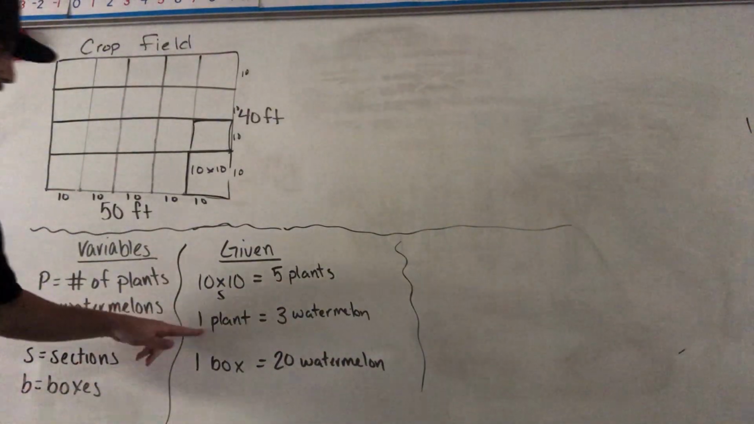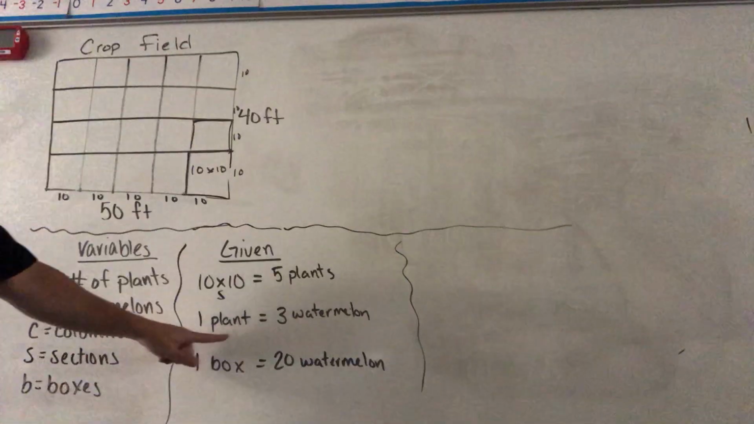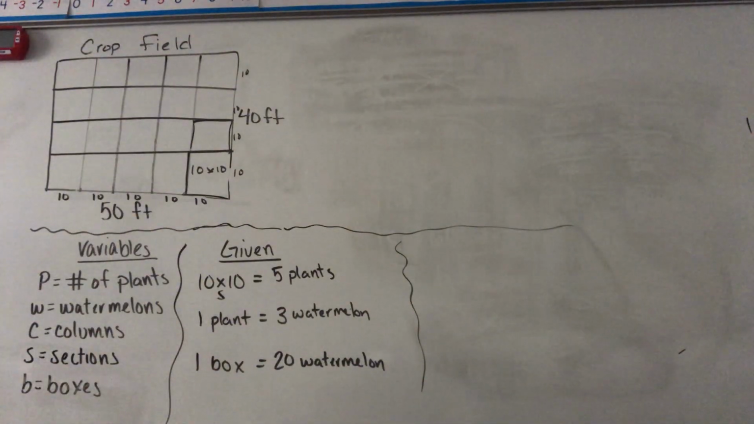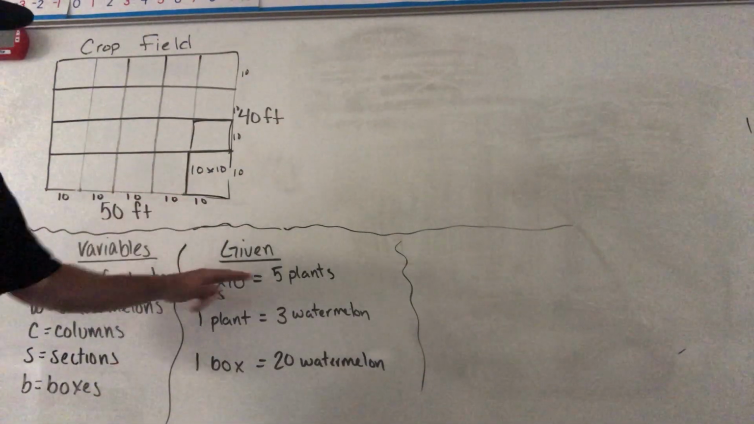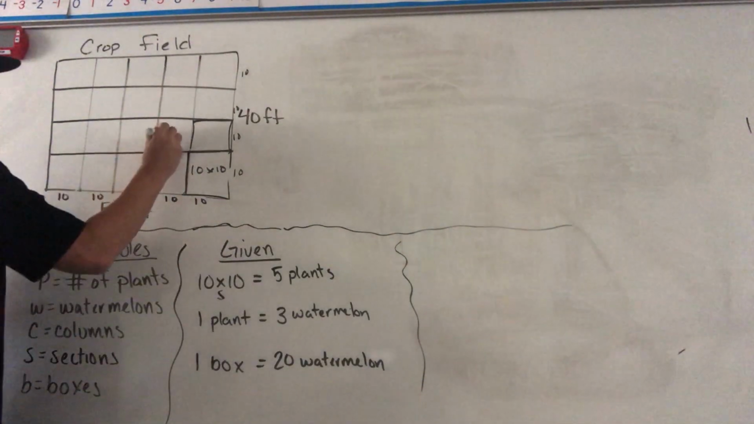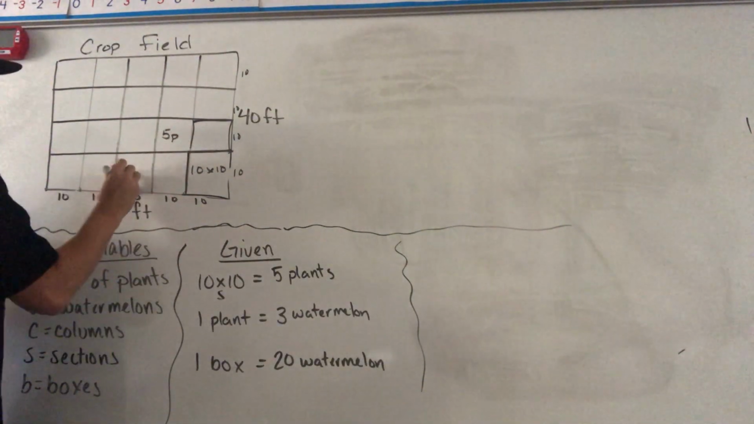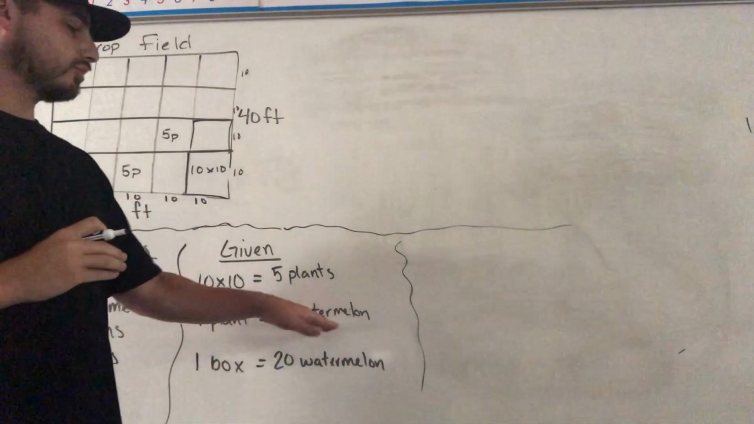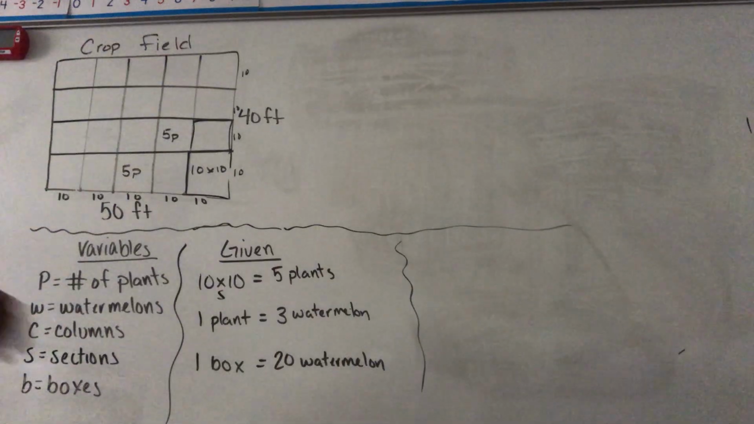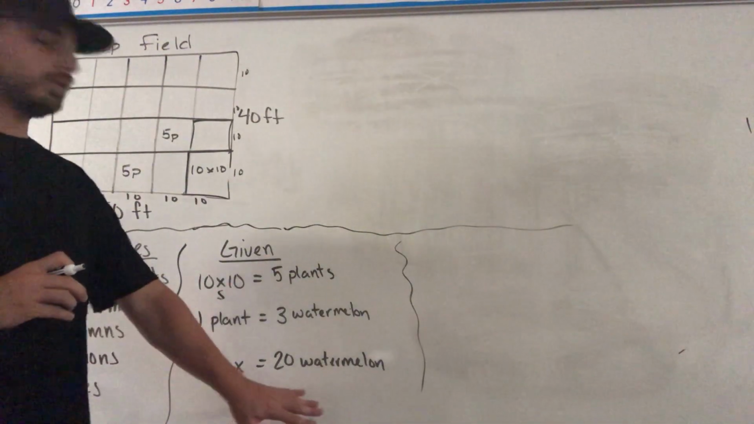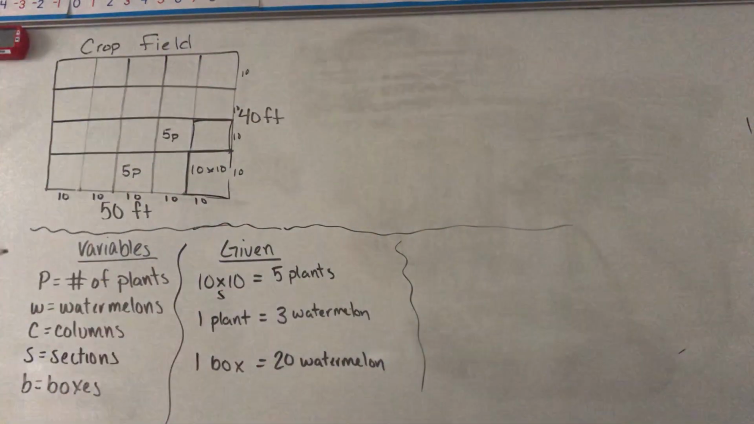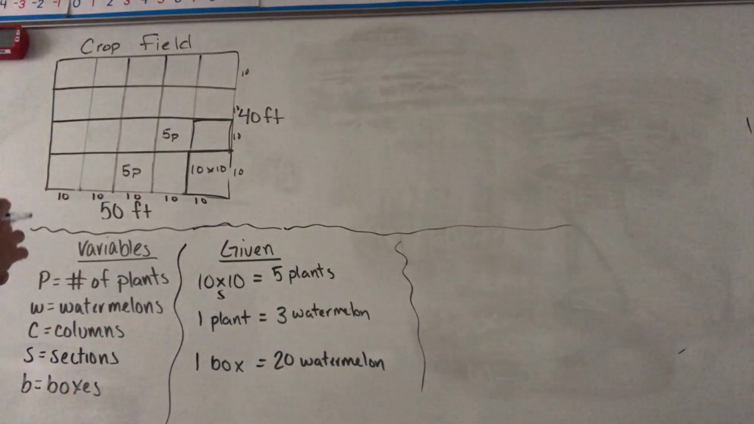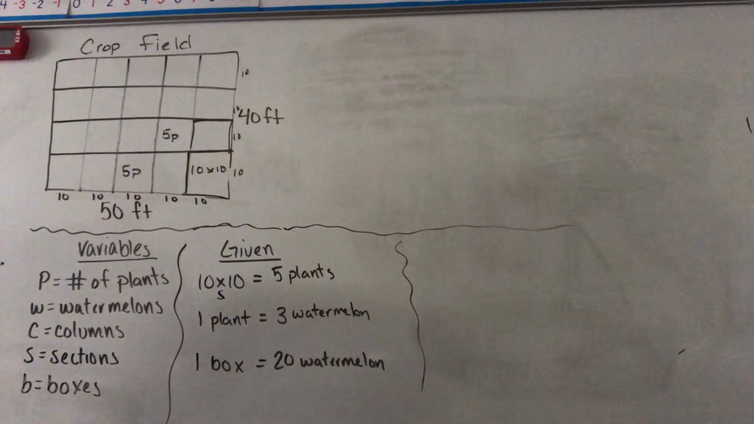We also know that's given is for every one plant, there's 3 watermelons. So in each section, there's 5 plants. We got 5 plants here, we got 5 plants here. Every section has 5 plants, and every plant has 3 watermelon. And then again, one box can hold up to 20 watermelon. We're gonna get to that later. So our goal is to find out how much watermelon we can yield from this particular field.